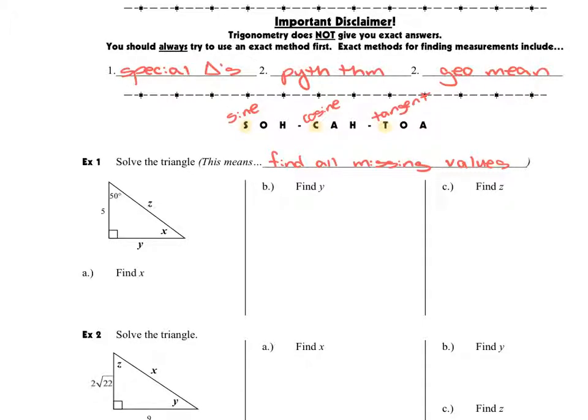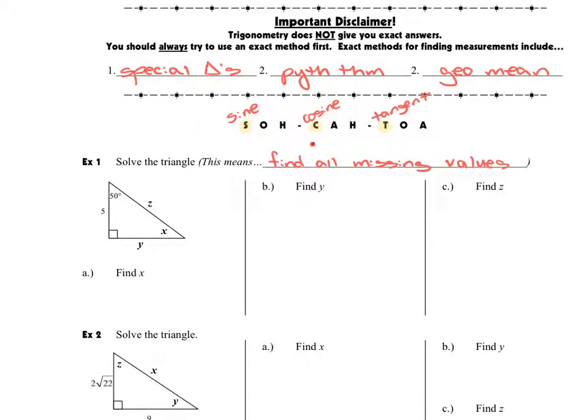And if I tell you, leave your answer in exact terms, I'm telling you in coded language that one of these methods must be available. Special right triangles, those are the 30-60-90s and the 45-45-90s, simple Pythagorean theorem, or geometric mean. Once you have eliminated that those are not available for you, then we're going to jump into our SOH CAH TOA.